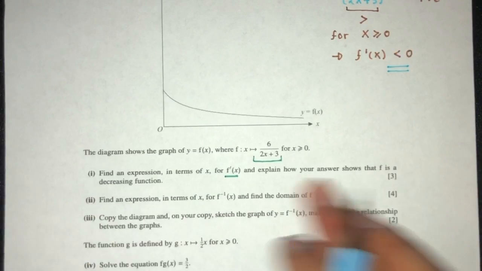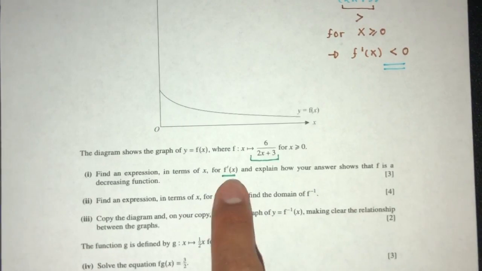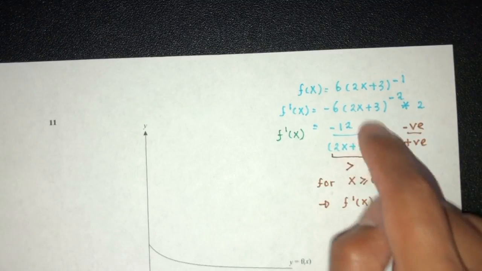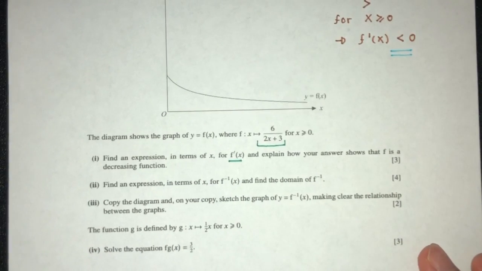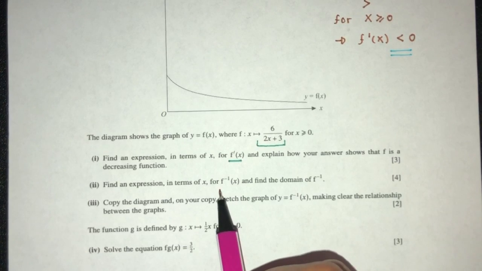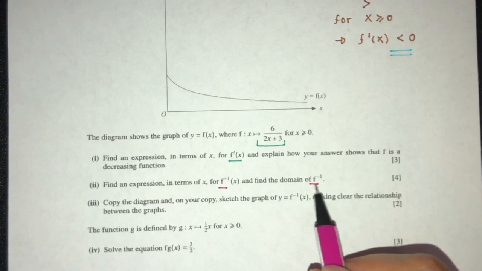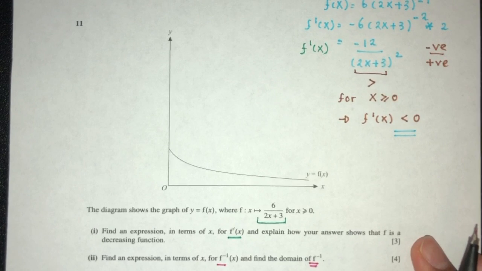So that will be the reason why it is decreasing, and this will be given to you by this. Now for part 2, we have to find an expression in terms of x for f inverse of x and find the domain of that. So let's find f inverse of x.